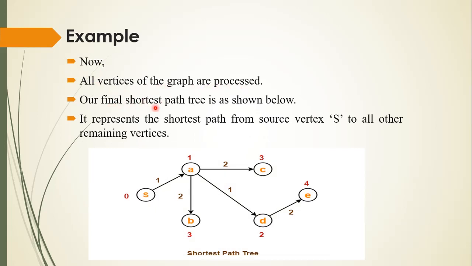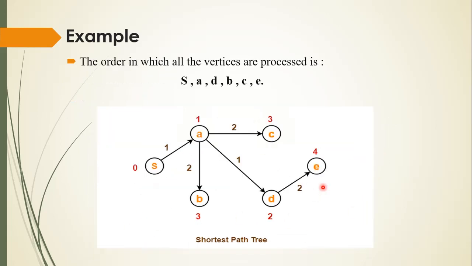Now all vertices of the graph are processed. Our final shortest path tree is shown below. It represents the shortest path from vertex S to all other remaining vertices. So this is the Dijkstra algorithm. The order in which all vertices are processed is S, A, D, B, C and E. So this is the final answer of the shortest path. Thank you.